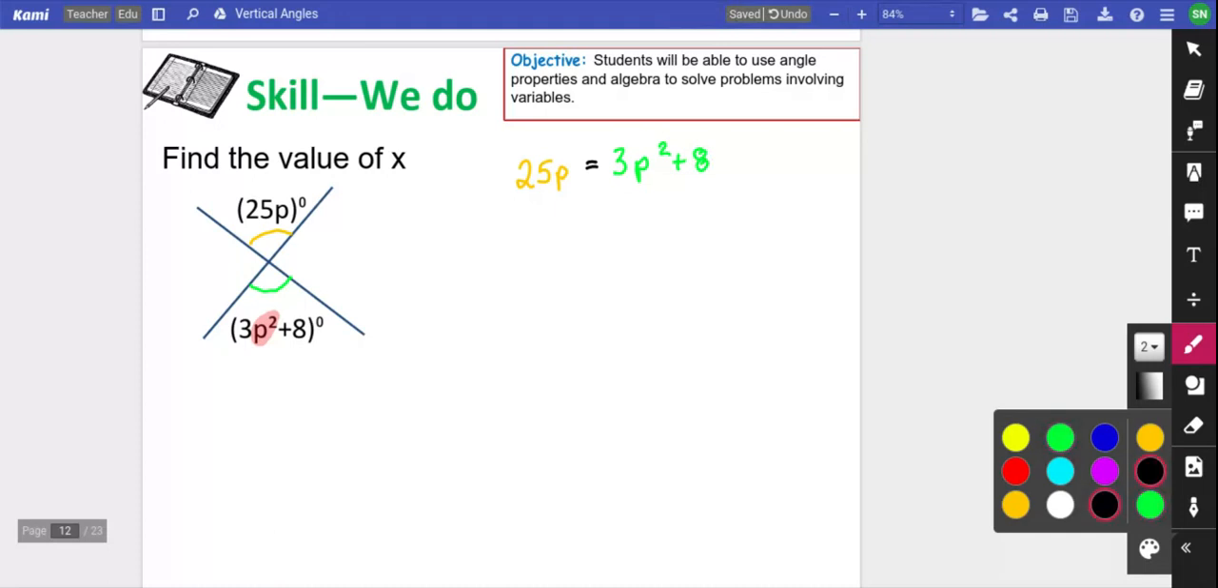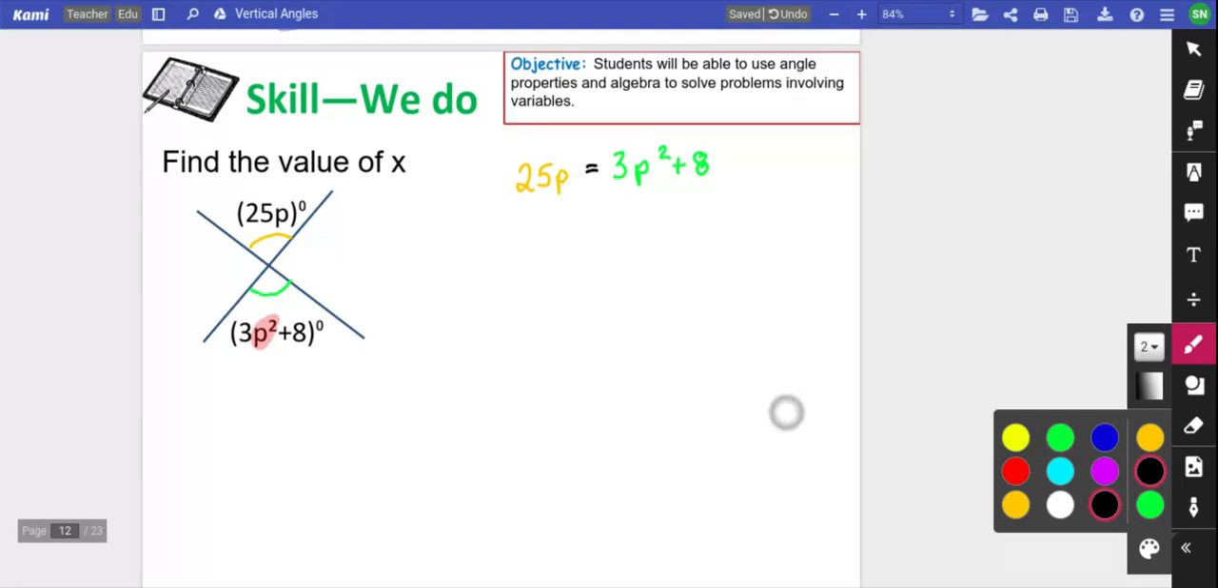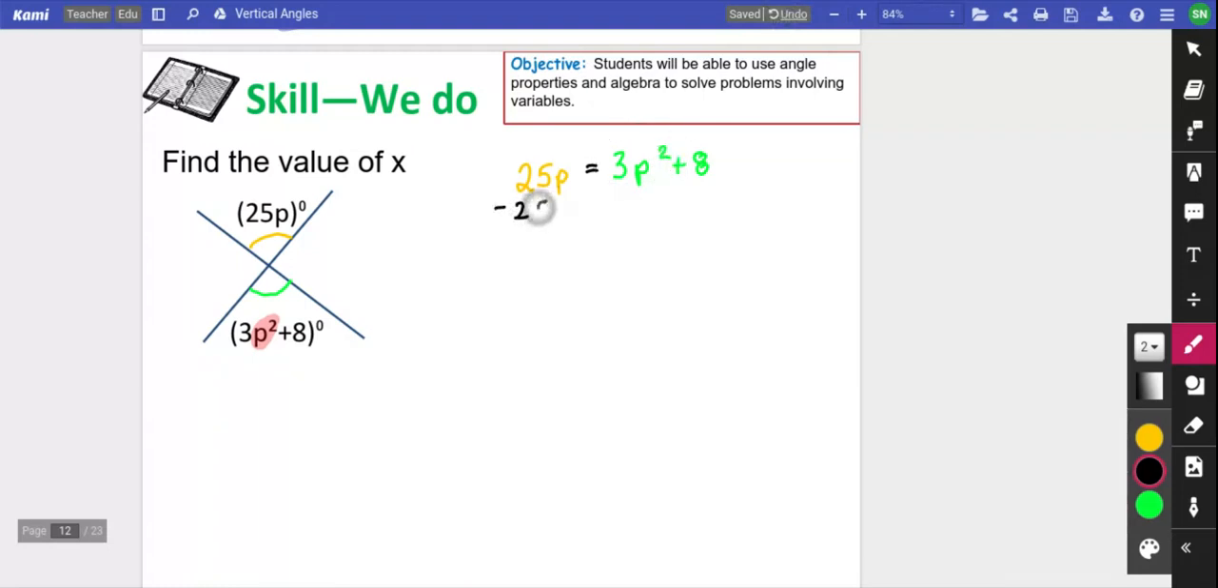All right, because this is a quadratic problem, we need to move everything to one side and have a zero on the other side before we can solve. I like to keep the quadratic term positive, therefore I'm going to move the 25p to the other side. On one side we have a zero, on the other side we'll try to combine like terms. In this problem we don't have any like terms, so we will just rearrange them.